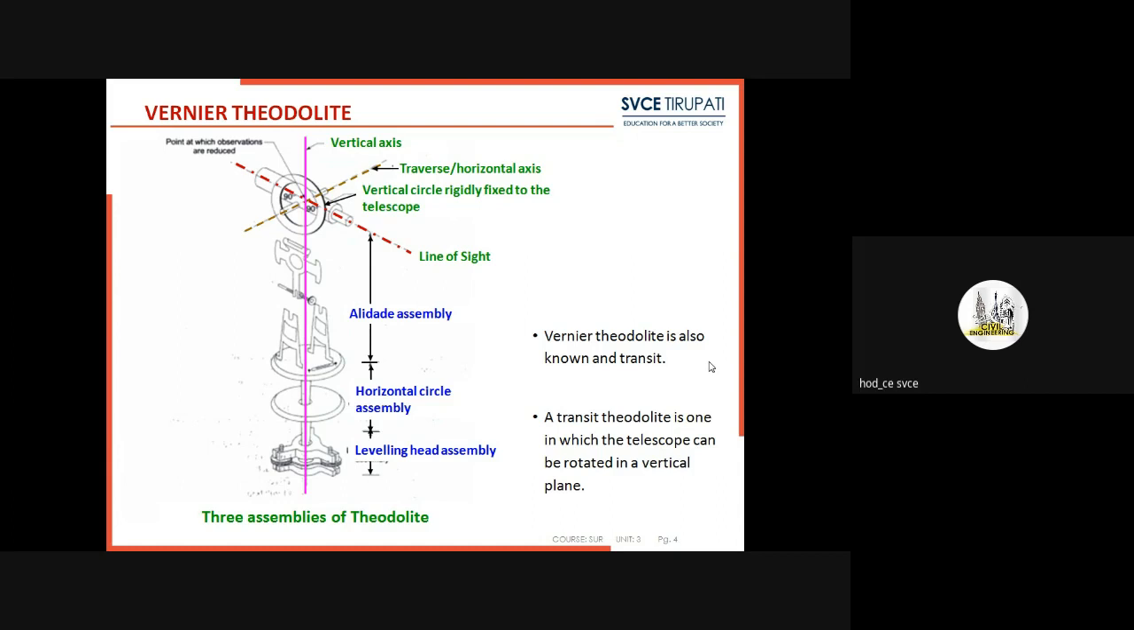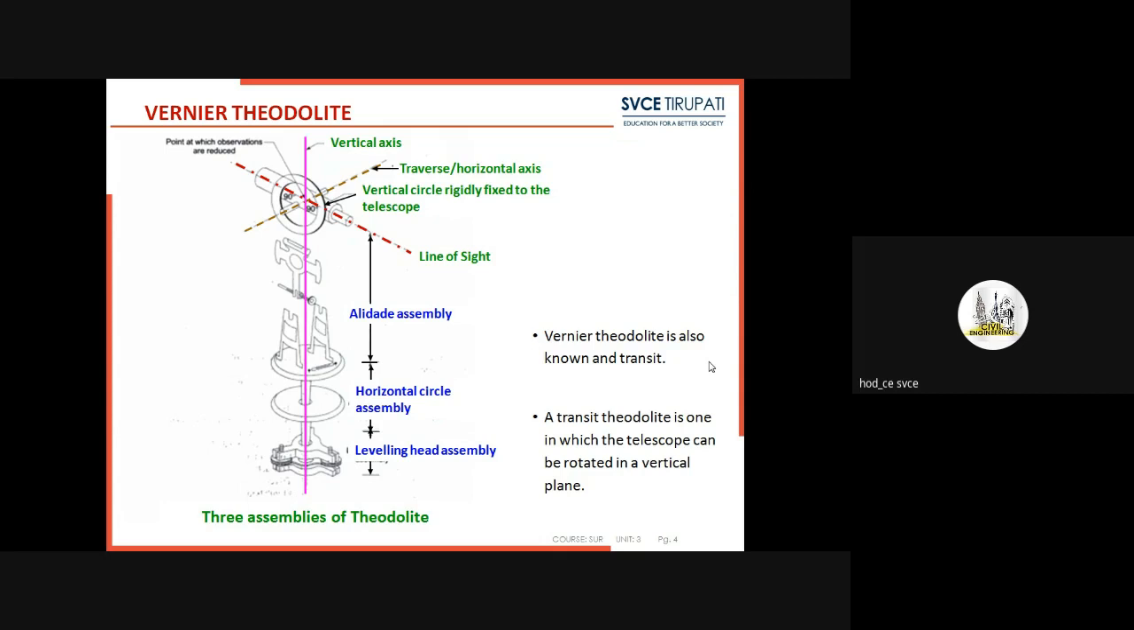See here, the point at which your observations are reduced. So that is the point of intersection of the line of sight and the horizontal axis, right? The point where the horizontal axis and line of sight intersect is exactly intersected by the vertical axis also. From there itself one prism is placed, and through the prism our line of sight will be varied.